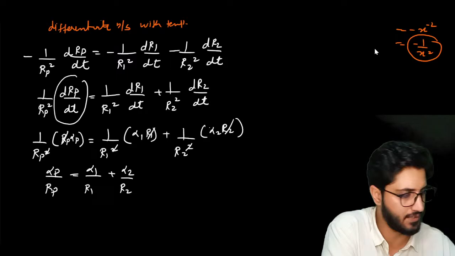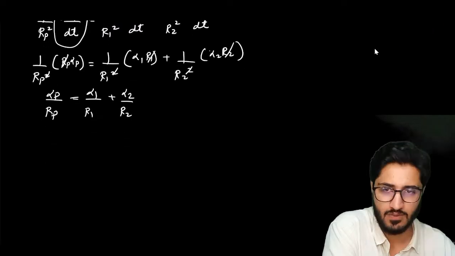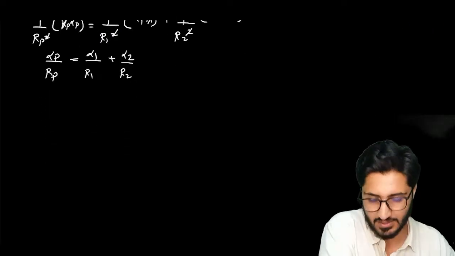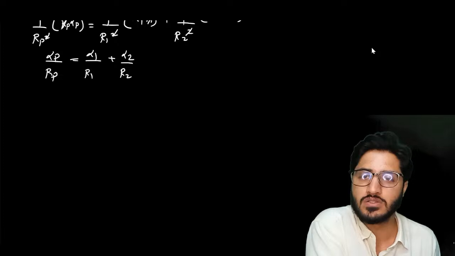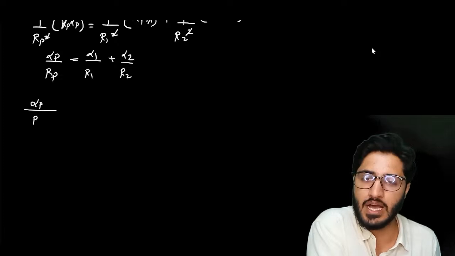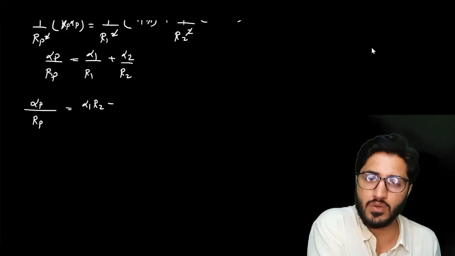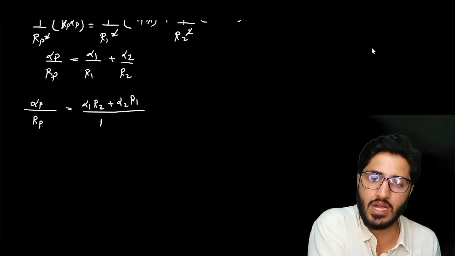Done? It is mathematical calculation now. We need to get it done. Okay, so I will write alpha P divided by RP is equal to alpha 1 R2 plus alpha 2 R1, whole divided by R1 R2.